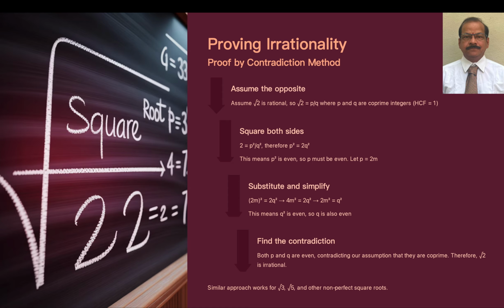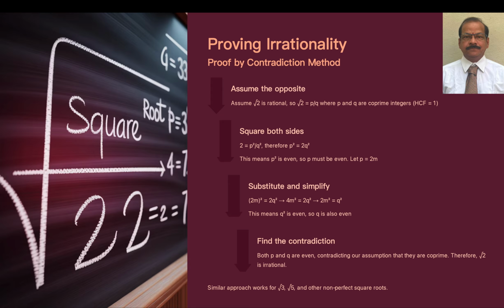Let's take an example, root 2. Let us call it p by q, an expressible form of that rational number, where p and q are two integers that should not have any common factor other than 1. That is, they are coprime. Therefore, their HCF is 1, because 1 is the highest common factor in that case.